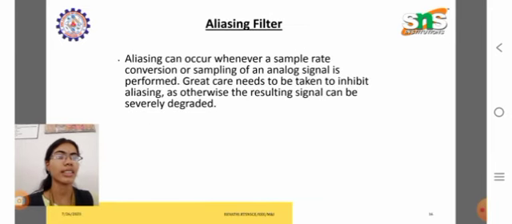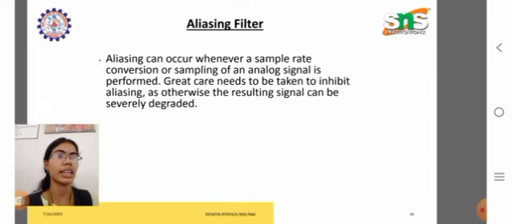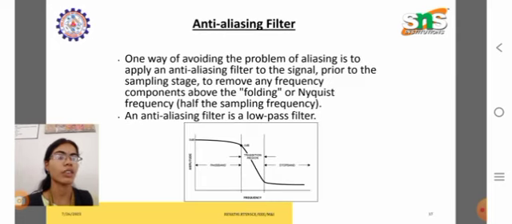Aliasing filter. Aliasing can occur whenever a sample rate conversion or sampling of an analog signal is performed. Great care needs to be taken to inhibit aliasing, as otherwise the resulting signal can be severely degraded. Anti-aliasing filter. One way of avoiding the problem of aliasing is to apply an anti-aliasing filter to the signal prior to the sampling stage to remove any frequency components above the folding or Nyquist frequency. An anti-aliasing filter is a low-pass filter.